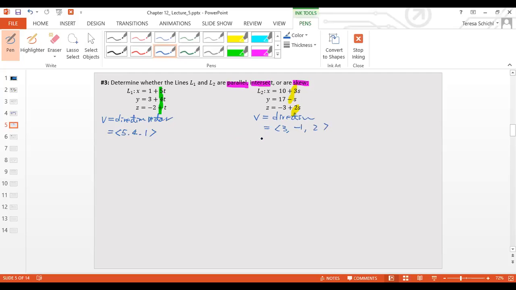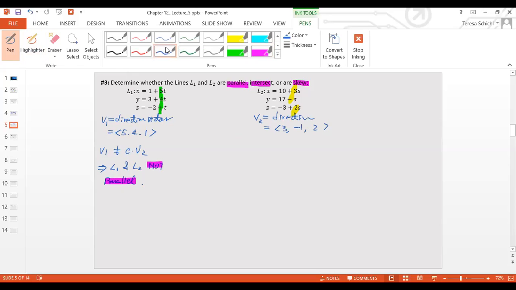If you compare these two direction vectors, they are not multiples of each other by a constant. So V1 is not equal to a constant times V2. So now I know L1 and L2 are not parallel. The first thing we come to conclude is that they are not parallel.